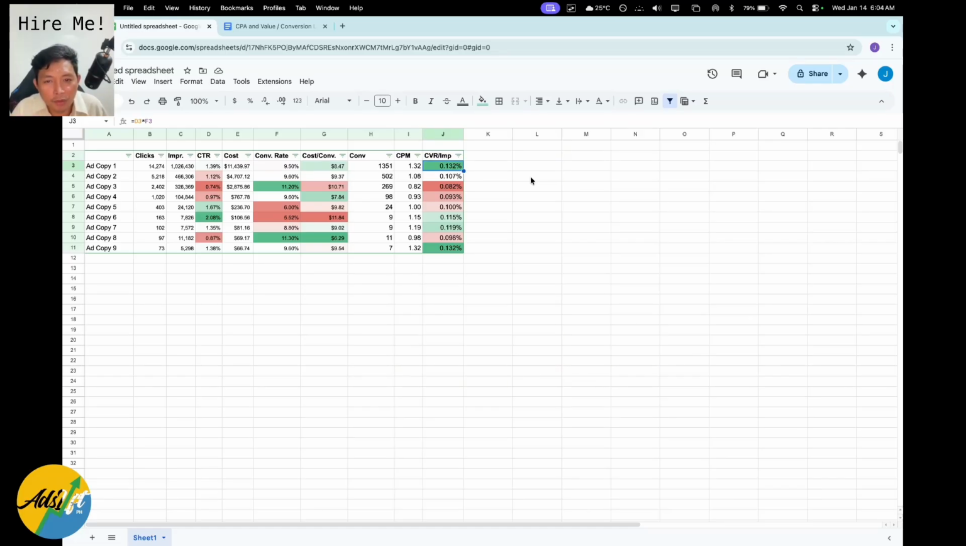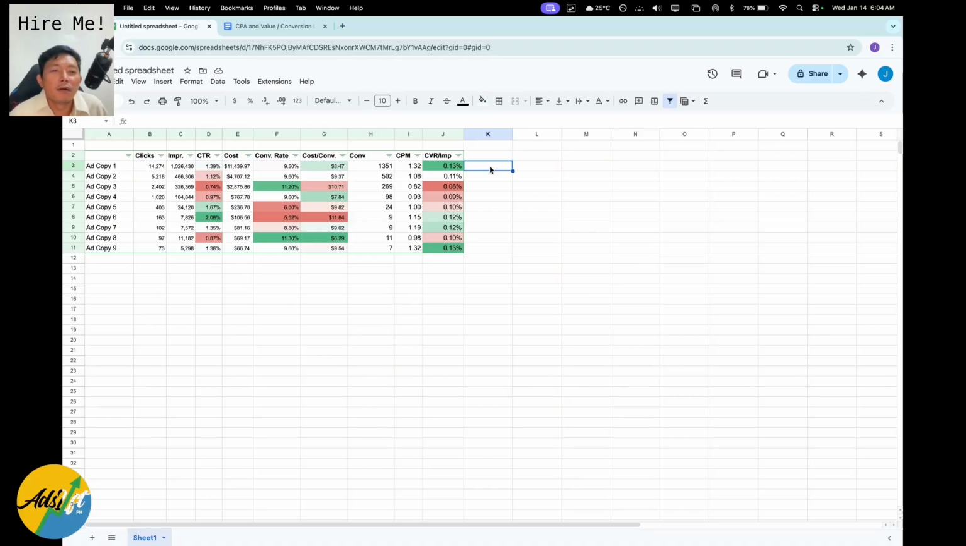So it shows here it's 0.132%. And the CTR is 1.39, the conversion rate is 9.50%. So the result of the CVR per impression is 0.13. Let's round this one to 2 decimal digits. Result is 0.13%.